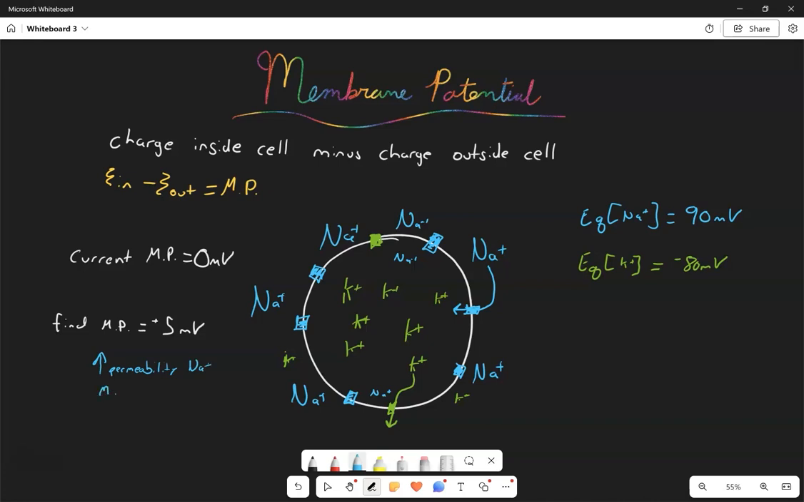The membrane potential becomes closer to sodium's equilibrium potential. So instead of being positive 5 millivolts, maybe it becomes positive 60 millivolts. And if we were to increase the permeability even more, it might move to positive 70 millivolts, might move to positive 80 millivolts. And so the final membrane potential is going to be dictated by a couple of different things.